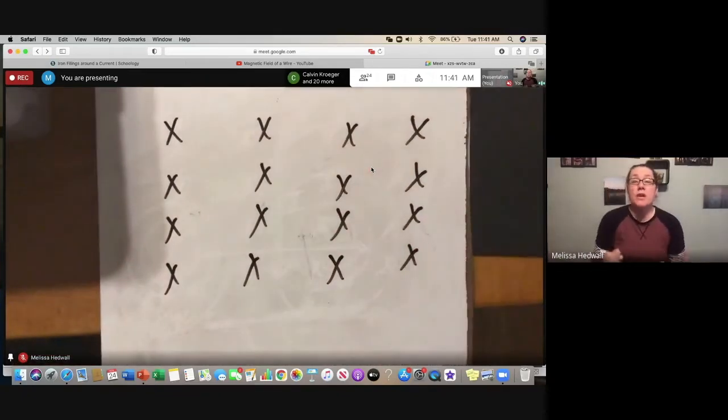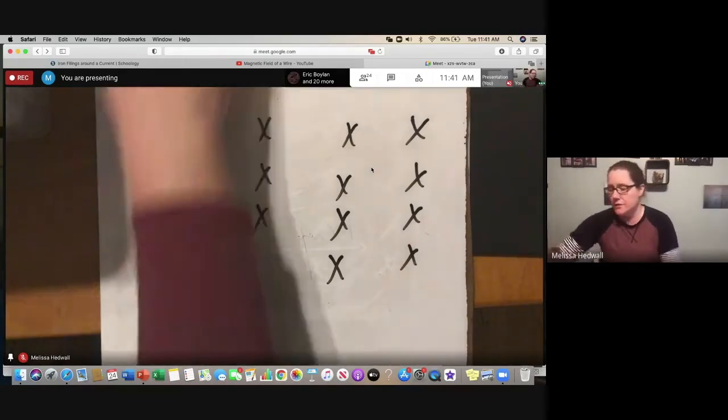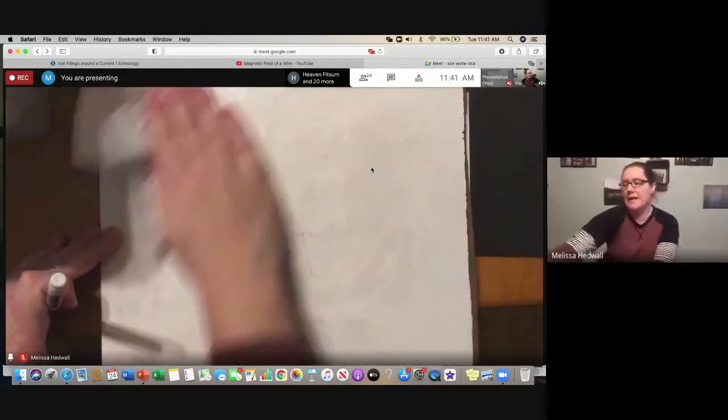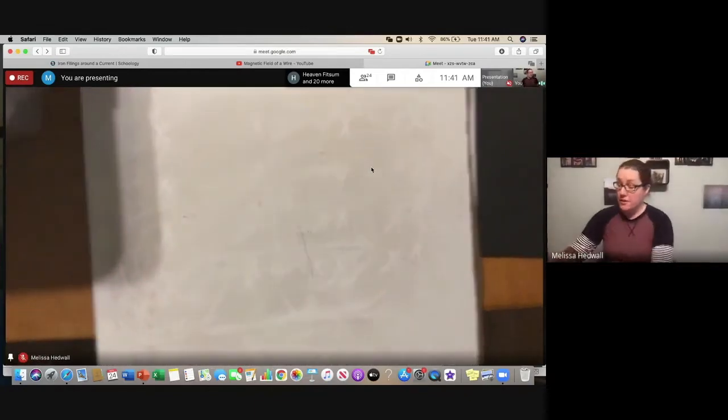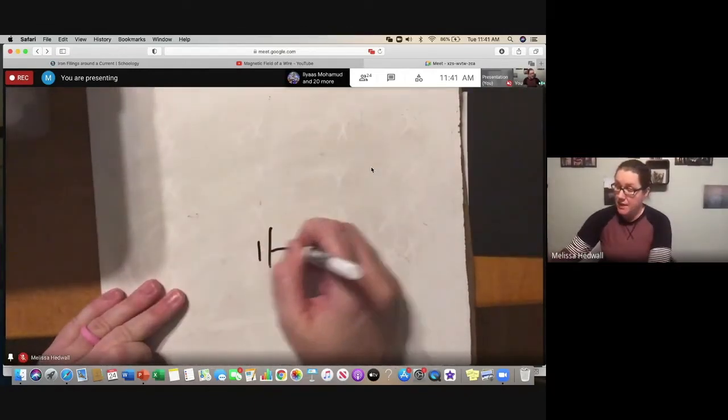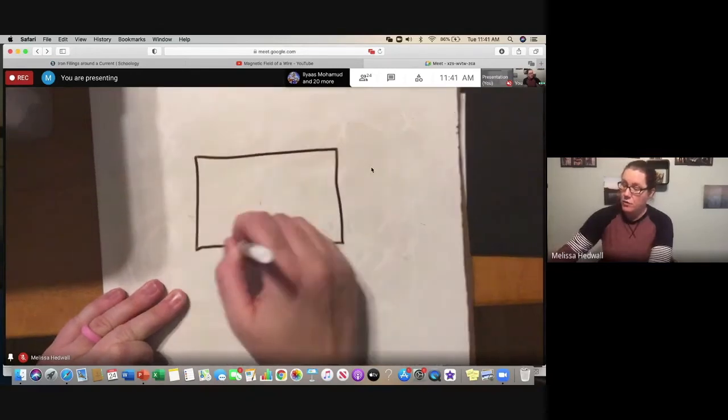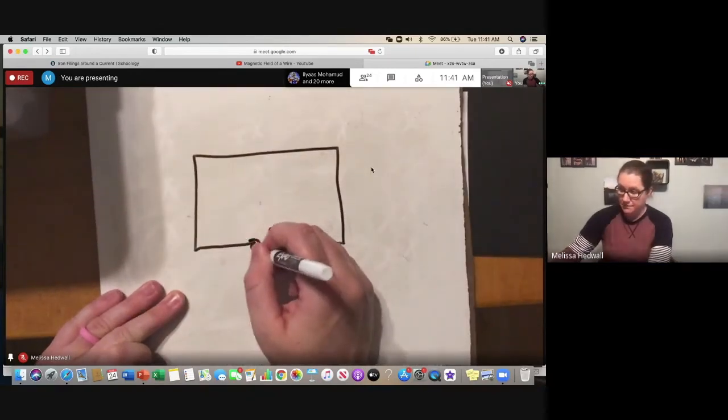So we know that current is a big old line of charges that are moving. And when we talk about current, we are talking about conventional current. Conventional current is talked about as moving from positive to negative.